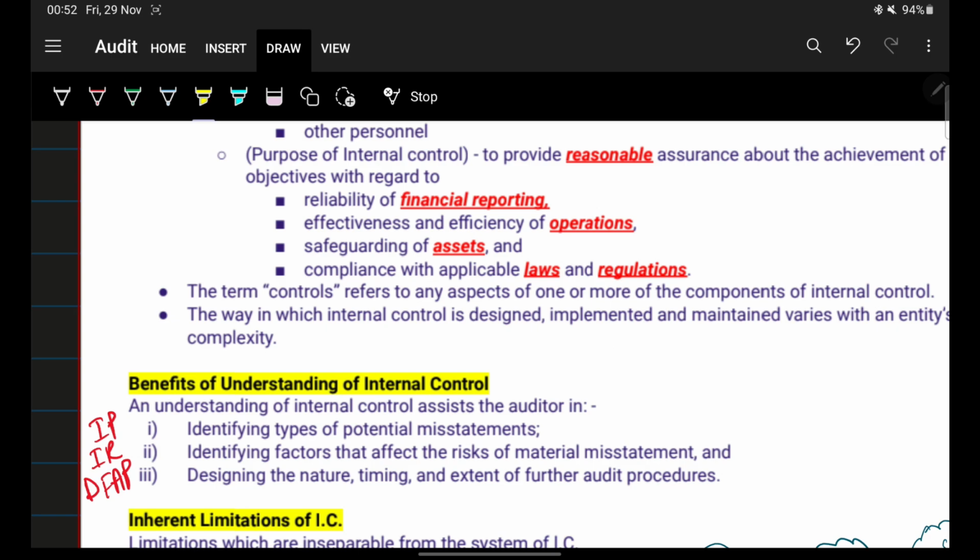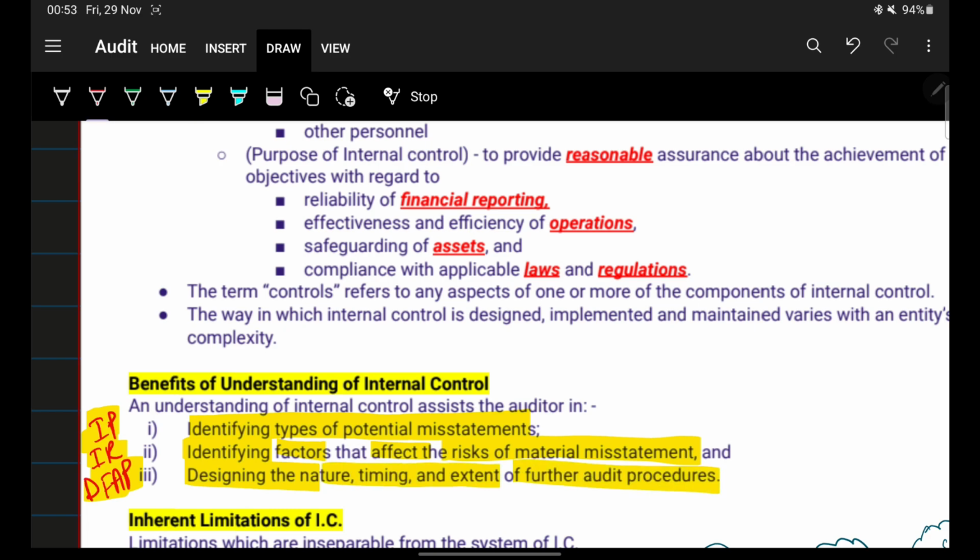We are going to learn the benefits of understanding internal control. Fairly easy. There are only 3 points here, right? Firstly, it is identifying potential misstatements. Next, we're going to be identifying factors that affect the risk of material misstatement. And lastly, designing the nature, timing, and extent of further audit procedures.